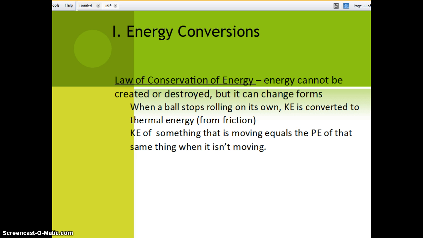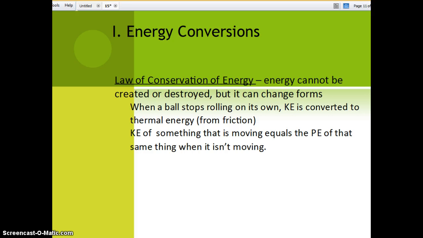Law of conservation of energy. Energy cannot be created or destroyed, but it can change forms. So when a ball stops rolling on its own, kinetic energy is converted to thermal energy from friction. So you don't lose the energy. The ball's not losing the energy. It's just being converted from kinetic to thermal.